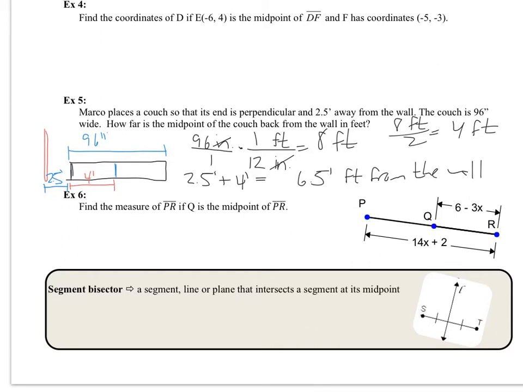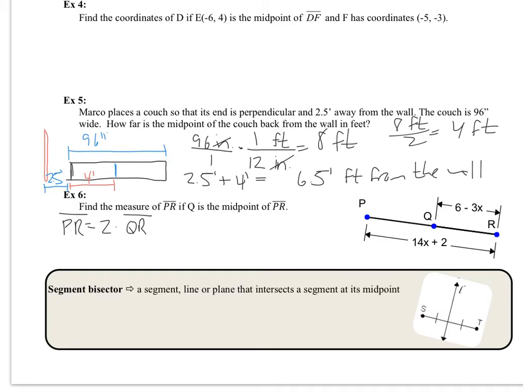Now in example 6, it tells us to find the measure of segment PR if Q is the midpoint of segment PR. Remember what we said: the segment from midpoint to endpoint is half the size of the total length, or the length from endpoint to endpoint is twice the length from midpoint to endpoint. We can use either one. I'm going to say that segment PR is equal to 2 times the length of segment QR. So PR is twice as large as segment QR.